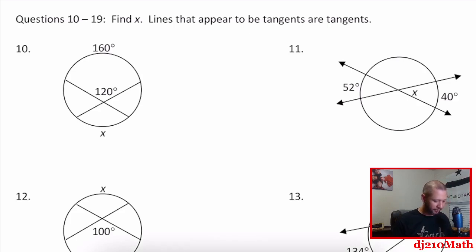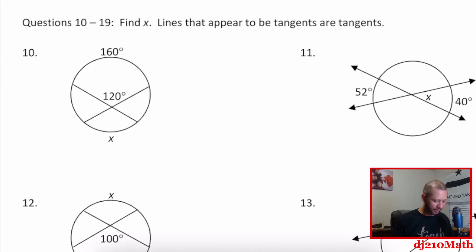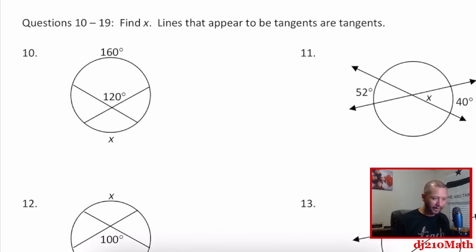Number 10, the idea is that when we have this interior point, two chords that intersect on the interior, there are two arcs that are formed. Here's an arc, and here's an arc. So we want to take the average of the two arcs, meaning we add them together. So 160 plus the other arc. The other arc is unknown, it's x.